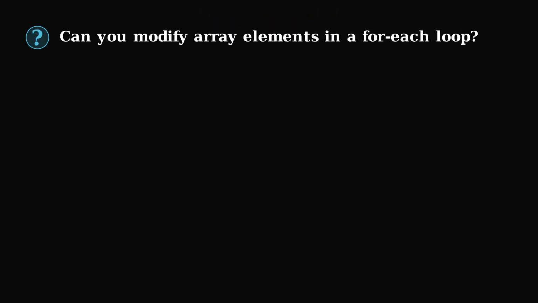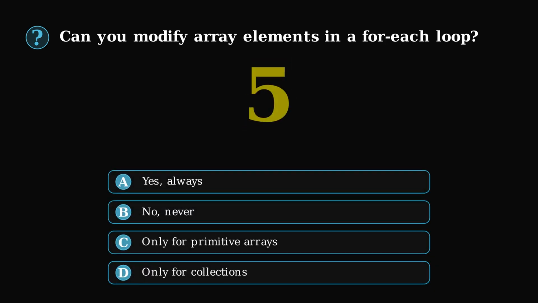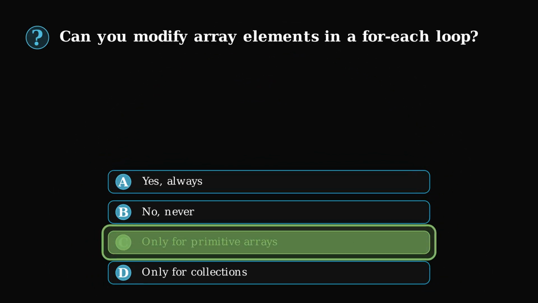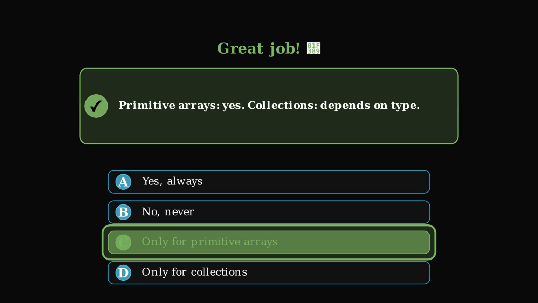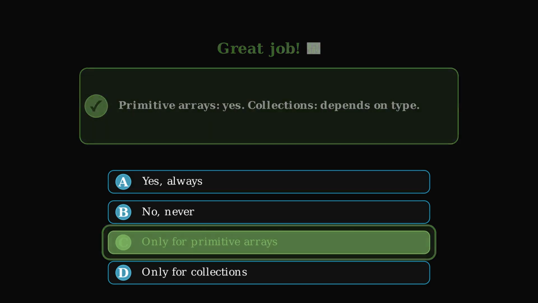Can you modify array elements in a for each loop? Which one is correct? The correct answer is primitive arrays. Yes. Collections. Depends on type.